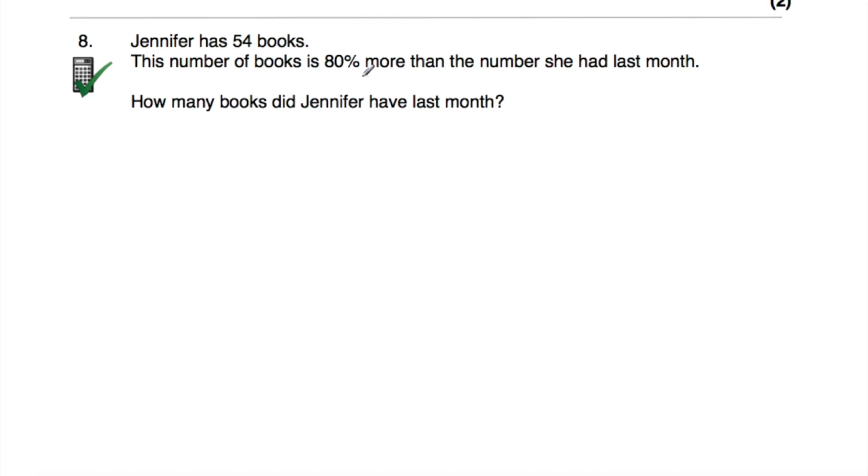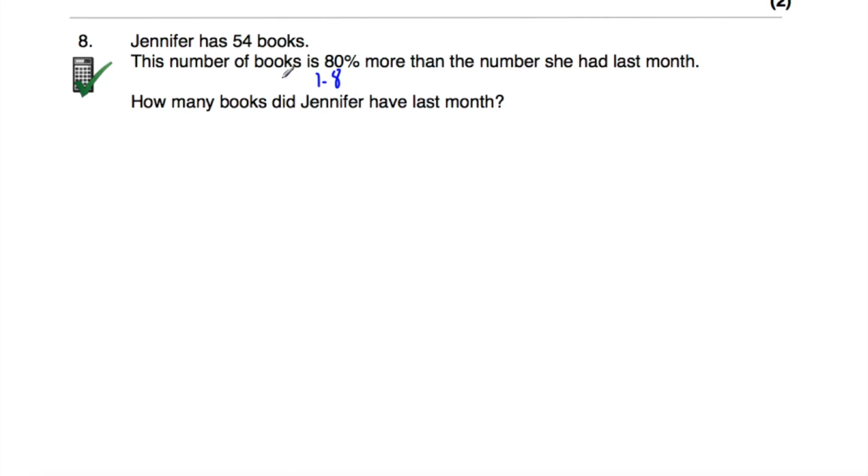Okay, so if we were to consider multipliers for this question, we now know that Jennifer's got 54 books, and this is 80% more than she had last month. So how many she had last month has been increased by 80%. So to increase something by 80%, that would be 180%. So as a multiplier, that would be 1.8 or 1.80. So that's the multiplier, 1.8 or 1.80.